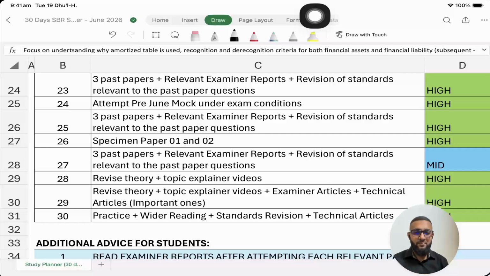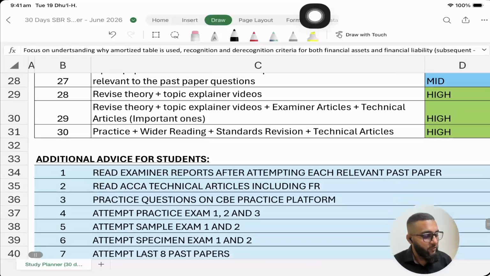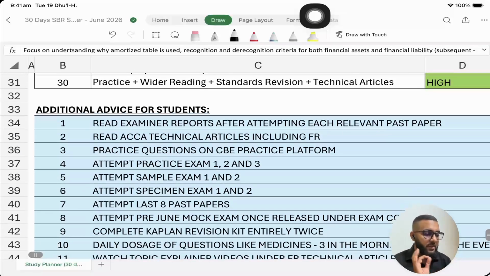Okay, so additional advice I give you all is to read exam reports after attempting each relevant past paper. Very important. Exam reports are very, very important, because that is where you understand the examiner's expectation and where you are standing. Okay, read ACCA technical articles, including FR, right? SBR, read everything. FR, also try to read the critical ones that I've highlighted especially.